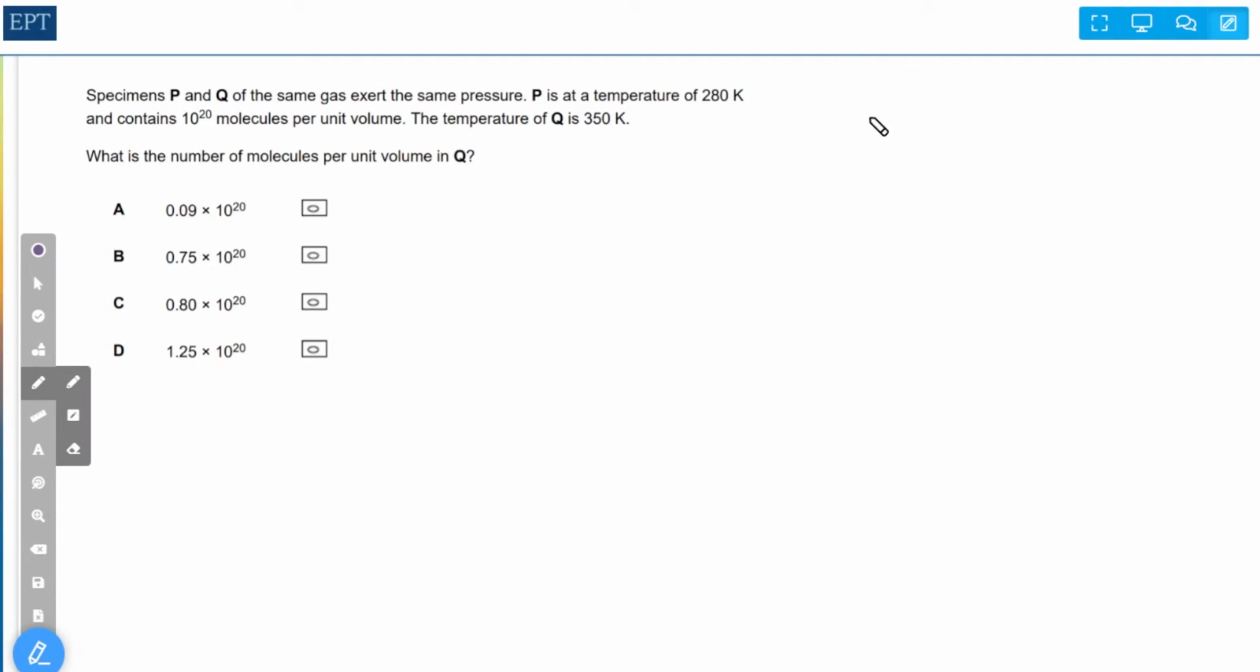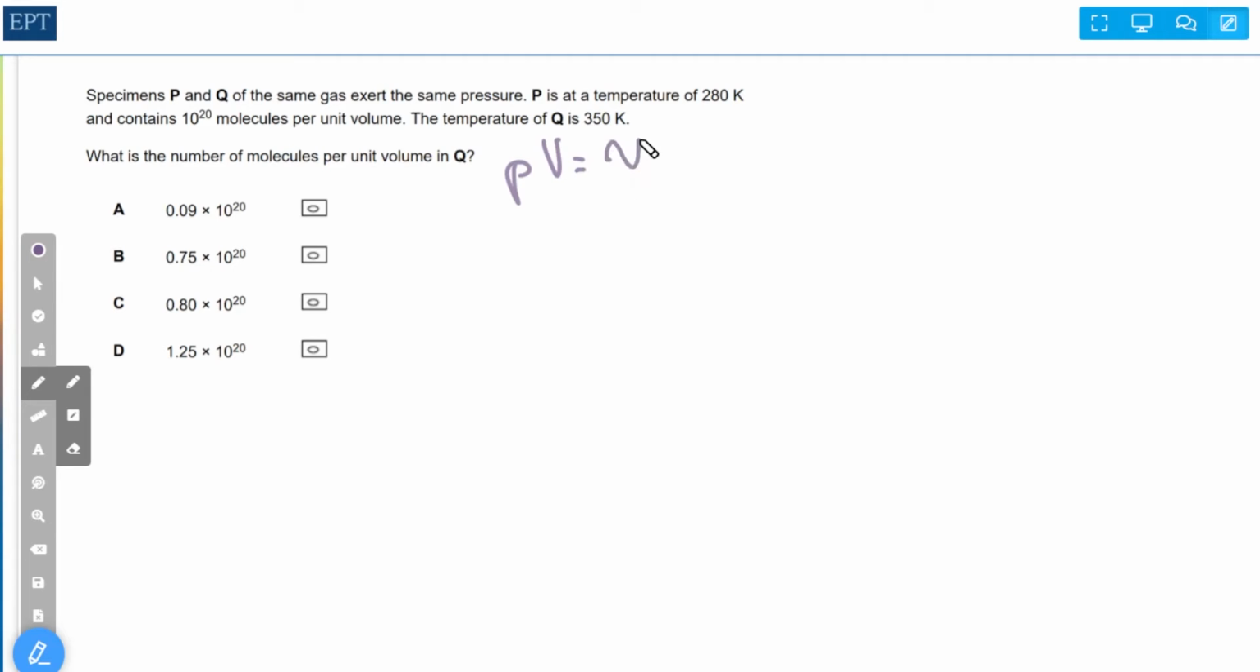We have two specimens of the same gas, P and Q. P is at a temperature of 280 whilst Q is at 350. We're told they exert the same pressure and that P has 10 to the 20 molecules per unit volume, and we're asked to find what is the number of molecules per unit volume of Q. This idea of the unit volume actually means we can set the volume to 1, just as we would do with unit mass in gravitational fields, for example.